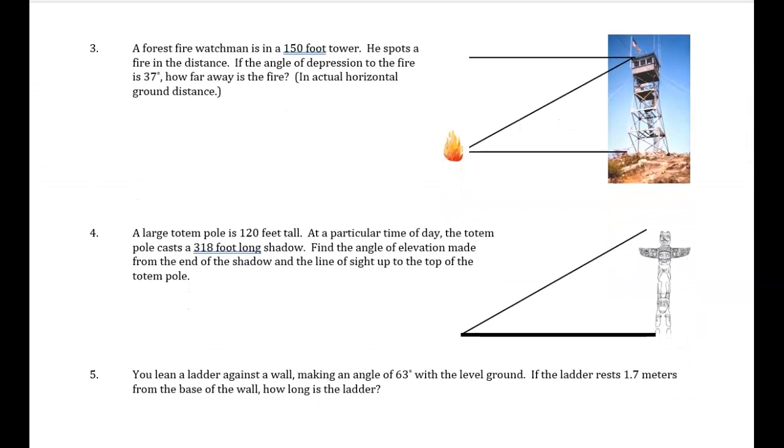Number 3, the forest fire watchman is in a 150-foot tower. So that tells us that this here is 150 feet. He spots a fire in the distance. If the angle of depression, if you remember, the angle of depression is made from the top down. So that is this angle here. Let me do it this way. Get rid of this. So that angle is 37 degrees.